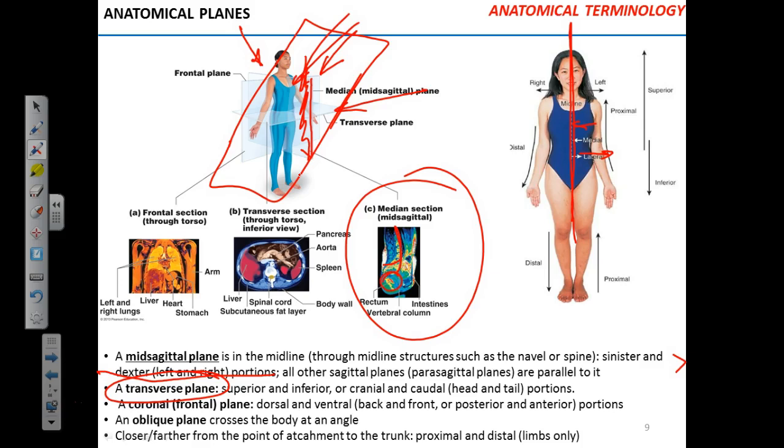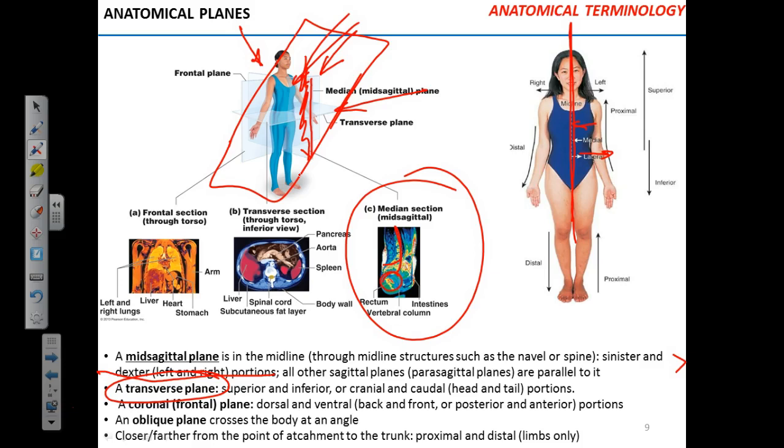What about the coronal plane? How many? As many as I want, right? Because I can do this, I can do this, I can do this. It's all going to be coronal or frontal plane. Does that make sense? Okay.